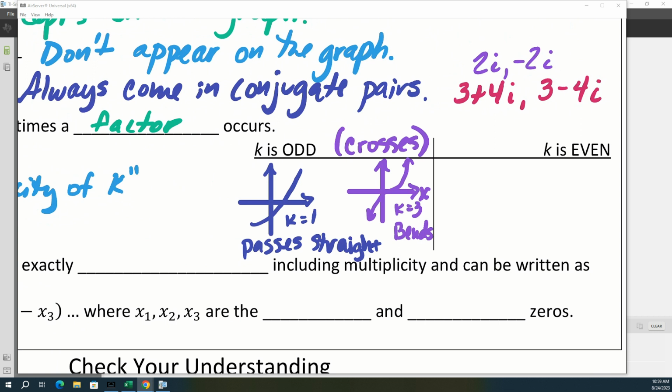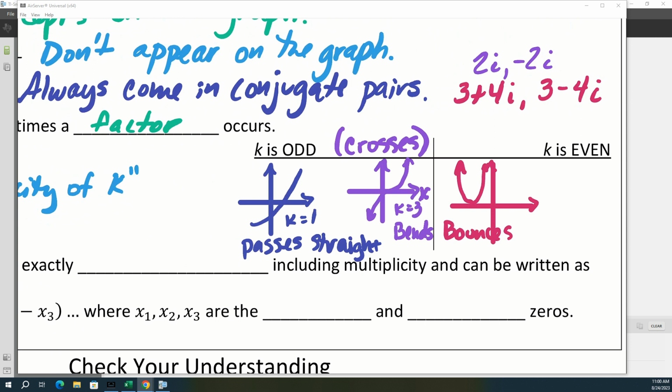All right, and then even multiplicity is whenever you'll have a little relative max or relative min just sitting on the x-axis. And I call that bounces. That's not a super mathematical term. So anytime the multiplicity is even, it's just going to bounce.